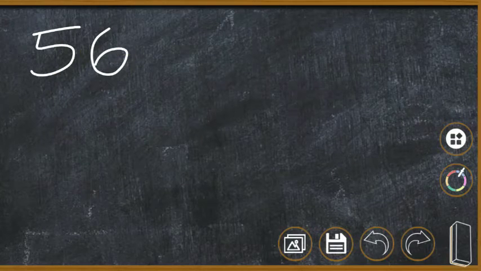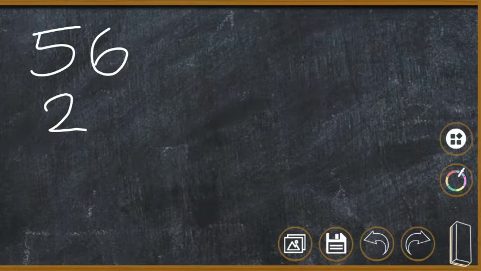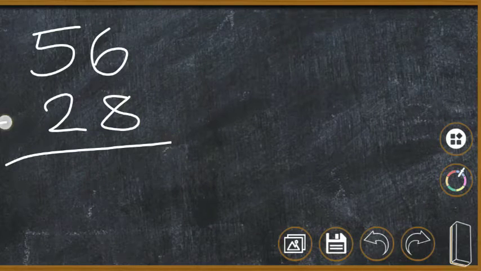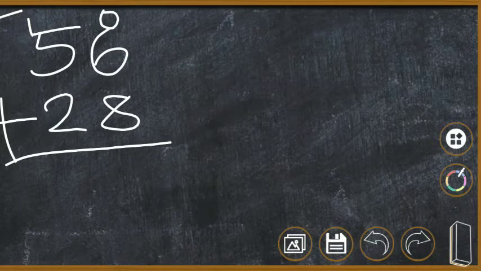56 and 28. Add these two numbers, children. How to add these two numbers? This is the ones place column and this is the tens place column. In the ones place, 6 and 8 are there. Keep the biggest number in your mind and take the smaller number as fingers. 8 plus 6: 6 fingers you have to take out.